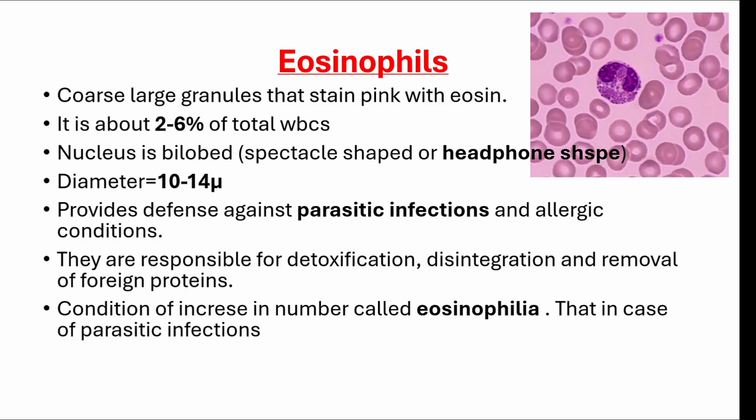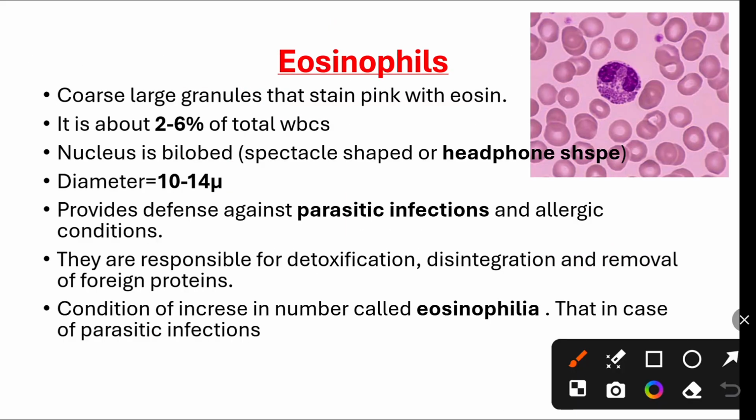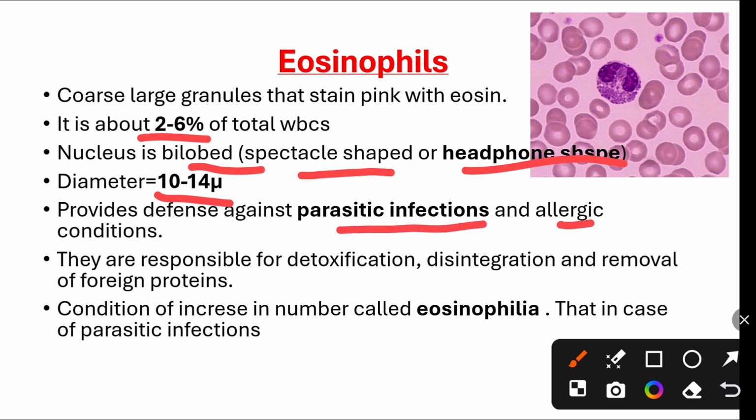Then eosinophils, coarse and large granules that stain pink with eosin. It is about 2 to 6% of total WBCs. Nucleus is bilobed, that is spectacle shaped or headphone shaped nucleus. Its diameter is 10 to 14 micrometer. It provides defense mechanism against parasitic infection or allergic condition. It is responsible for detoxification, disintegration, and the removal of foreign proteins.